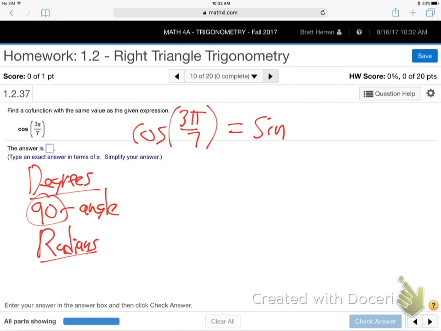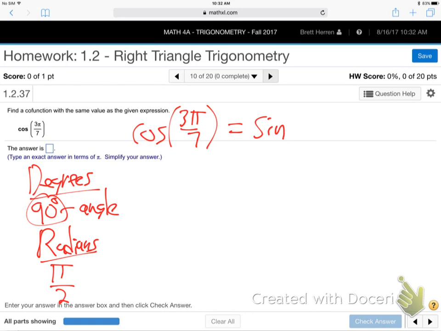Who plays the role of 90 degrees in the radian world? What radian angle is 90 degrees? Are you getting a little more comfortable with that? Pi over 2. Because remember, pi is like 180. So this is 180 over 2. That's 90, isn't it? That's the way I always think about it.